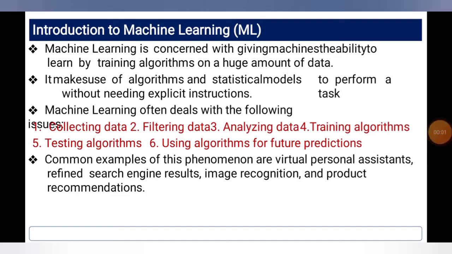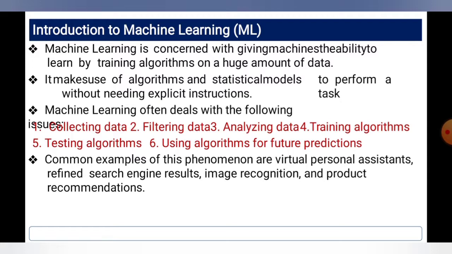Introduction to Machine Learning. Machine learning is concerned with giving machines the ability to learn by training algorithms on a huge amount of data. It makes use of algorithms and statistical models to perform a task without needing explicit instruction.